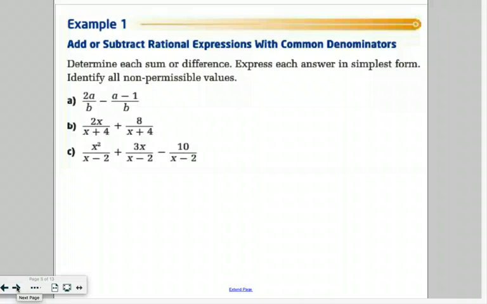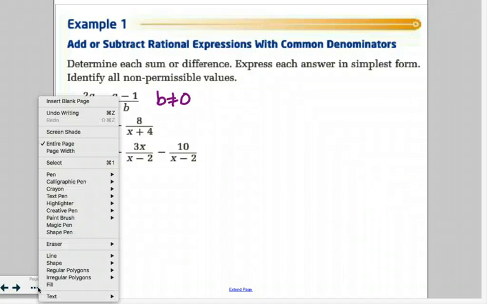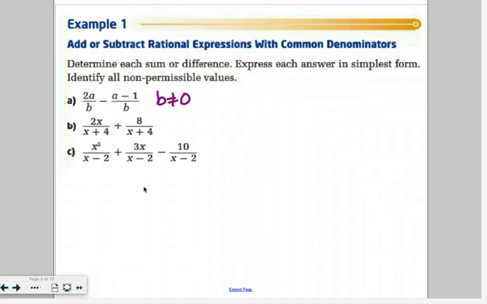Okay, so again, we're just going to continue to do some more examples here. We're going to determine sums or differences based on these examples, right? So in this first one, 2a over b minus a minus 1 over b, starting off, stating our non-permissible values. Well, in this case, b cannot equal 0 because it would cause division by 0. And we can notice that the denominators are the same, so I can go right ahead and subtract. Again, be careful when you're doing subtraction that you distribute the negative across all of the terms.